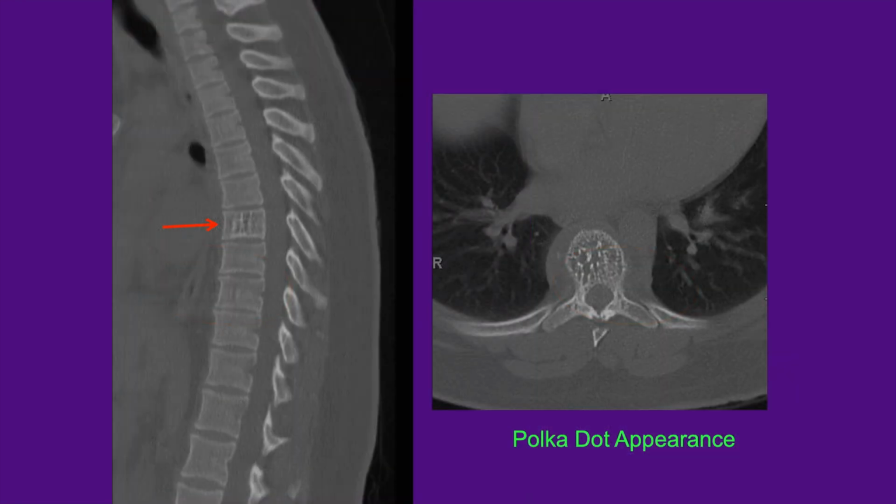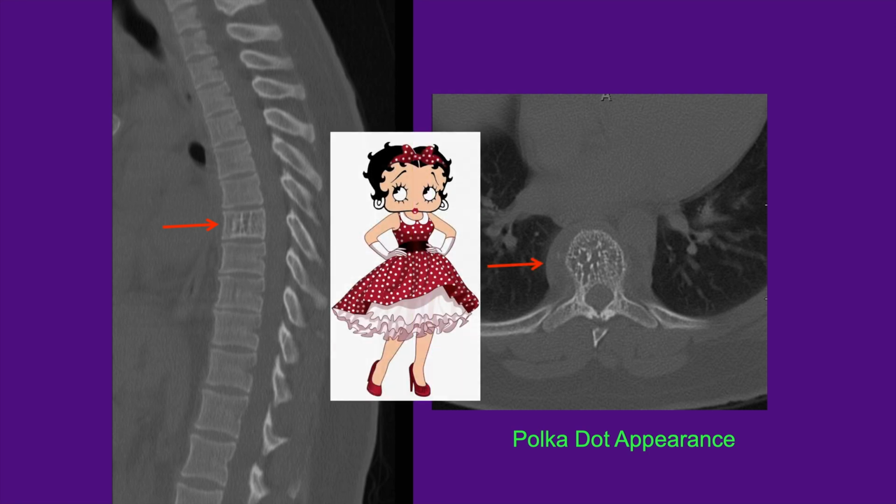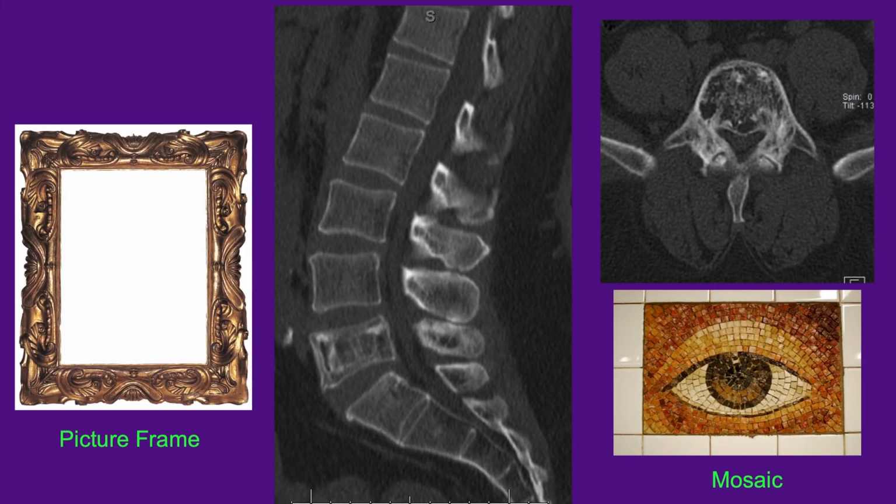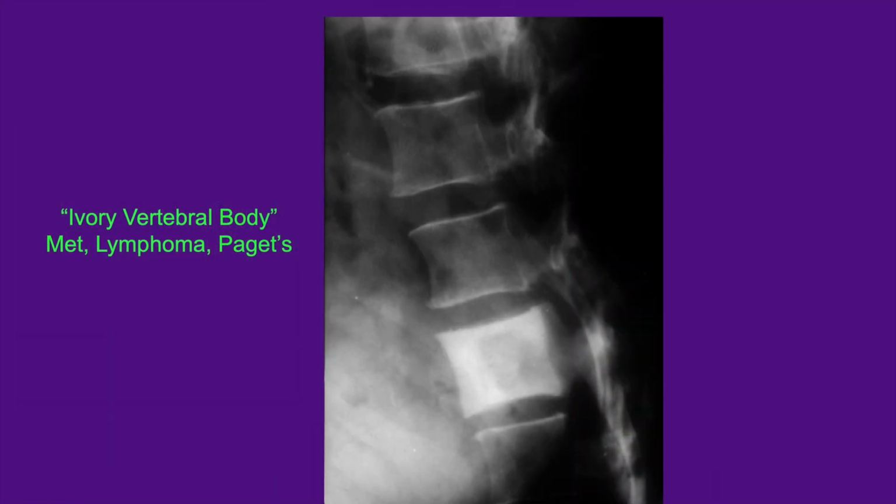Here, another example of hemangioma, where on the axial image on the right, we can see the characteristic polka dot formation with the maintained vertical trabecula traversing the vertebral body. Here, another disease entity where we have mild expansile deformity of the L5 vertebral body. Difficult to see on plain radiographs because of the overlying ilium, but when we look at the CT, we can see it has a somewhat picture frame appearance and a mosaic pattern on the axial images on the right, and this, of course, is the classic appearance of Paget's disease in a vertebral body.